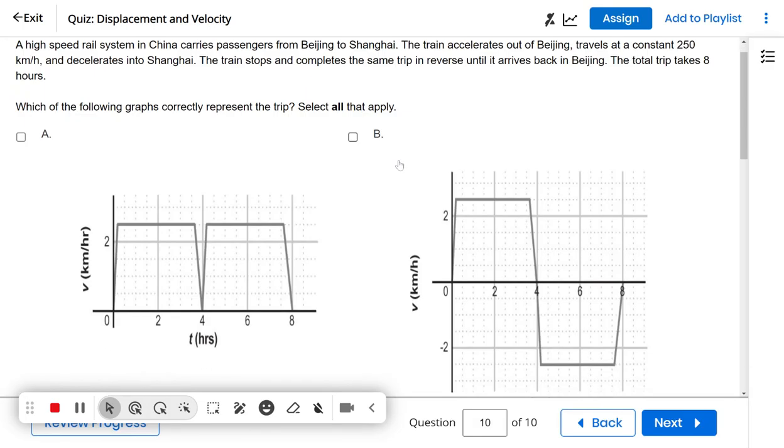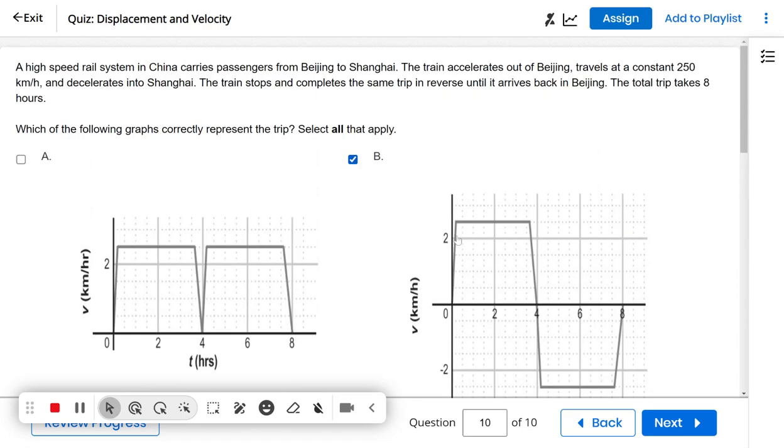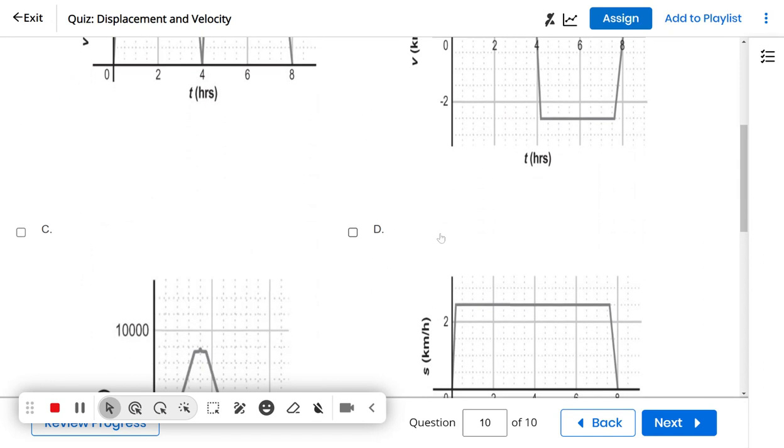Now, we went from Beijing to Shanghai. And then we went back. They're symmetric, but they're not symmetric about the x-axis. So this is already wrong. This, we have symmetry. We want to go somewhere and go back. That works. Now, this works when we have velocity versus time and we want the area.